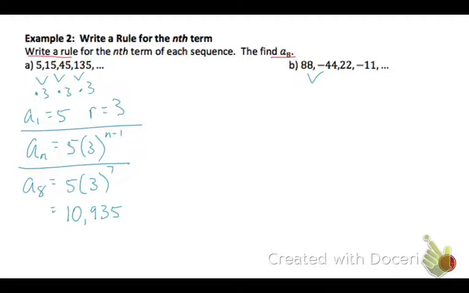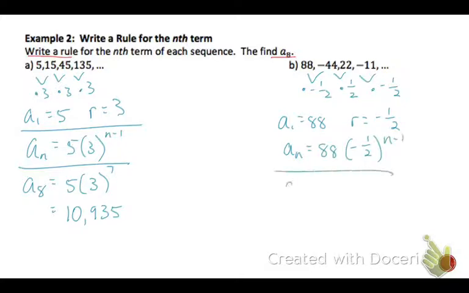Let's try B. So now let's see if we can find a common ratio, a multiplier. Remember, multipliers can be fractions, and they can also be negative. So 88 to negative 44, I'll multiply by negative 1/2, by negative 1/2, and by negative 1/2. So my first term is 88, and my common ratio is negative 1/2. So those are the two things I need to know to write a rule for my geometric sequence. So let's write the rule. So a sub n, any term, equals our first term, 88, times our ratio, negative 1/2, raised to the n minus 1.